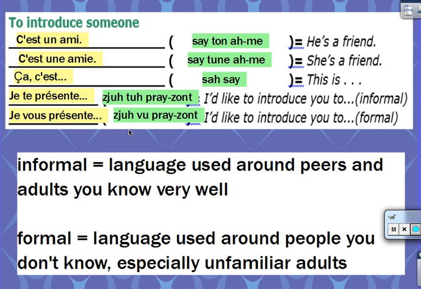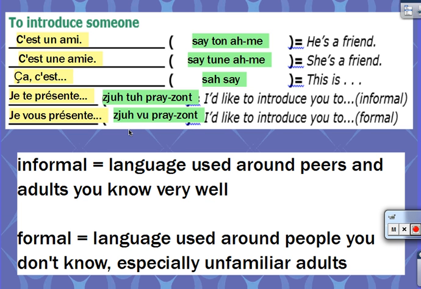Informal language in French is language that you use either around people your own age or younger, or if it's an adult that you know really well, like a family member or something like that. It's basically you don't speak as formally and properly whenever you're around people you know. So people your own age or younger or family member adults, you can use the informal version of I'd like to introduce you to this other person. And in French, that's je te présente. Again, the blank is there so you can fill in the name.